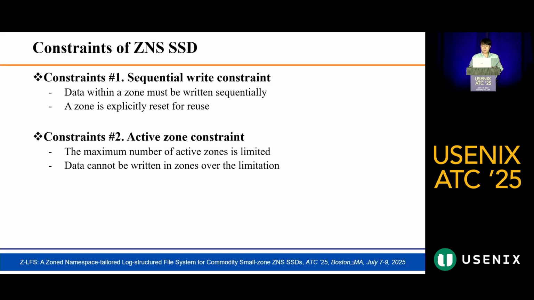ZNS SSDs have two main constraints. The first is the sequential write constraint, which requires data within a zone to be written sequentially. Once written, a zone must be explicitly reset before reusing. The second is the active zone constraint, which limits the maximum number of active zones. Consequently, the number of parallel write streams is restricted and cannot exceed this limit.